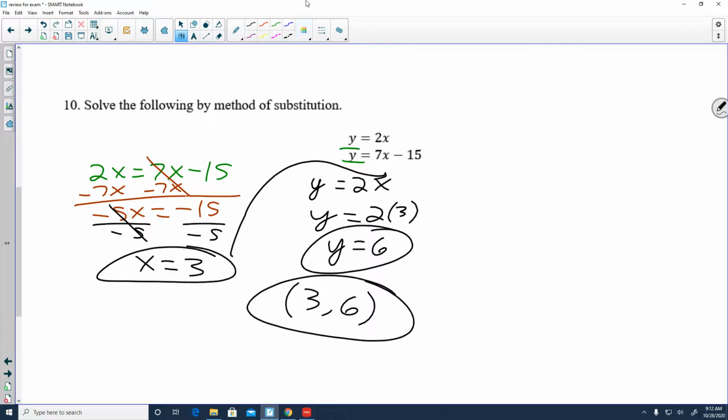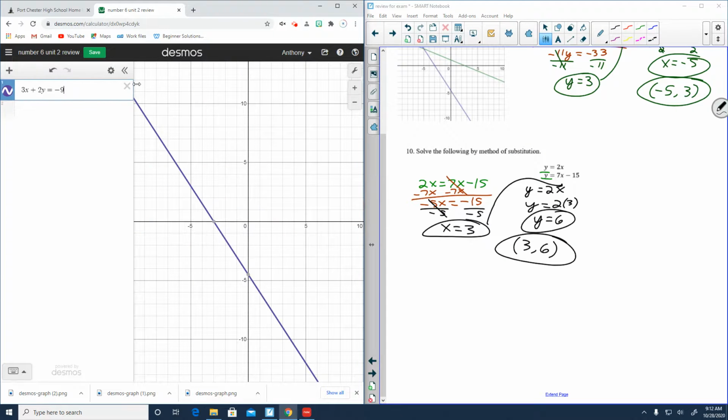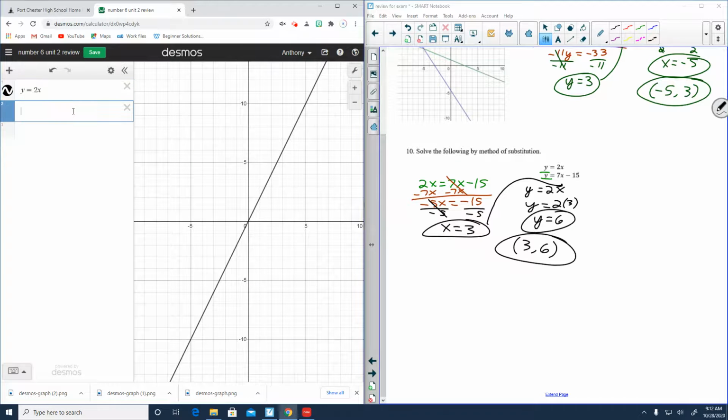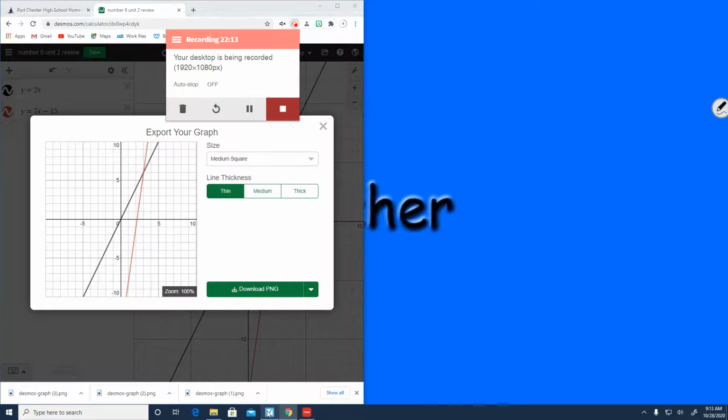Let's check on Desmos. If you don't believe me, let's check on Desmos. We're going to plug in the top equation, y equals 2x. And then the bottom, we're going to type in y equals 7x minus 15, and 3, comma 6. All right.